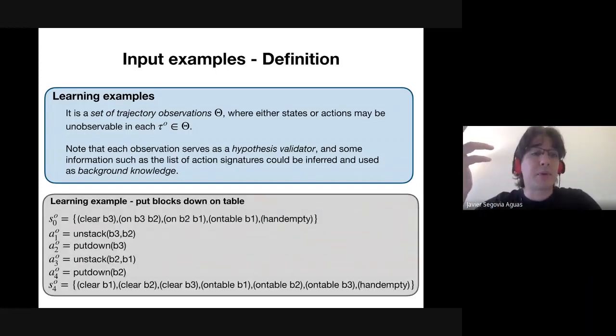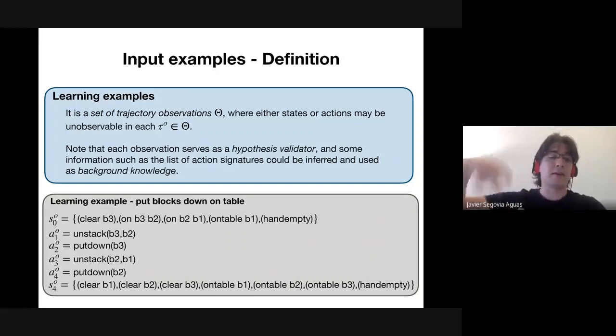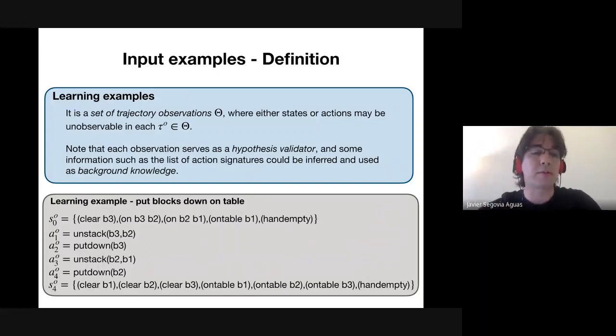And a learning example here, for the problem of putting all blocks down on the table, for the same problem of having this tower of 3 blocks, will be to unstack the one on top and put it down, unstack the next one and put it down, and we reach our goal state. So a learning example will look like this.